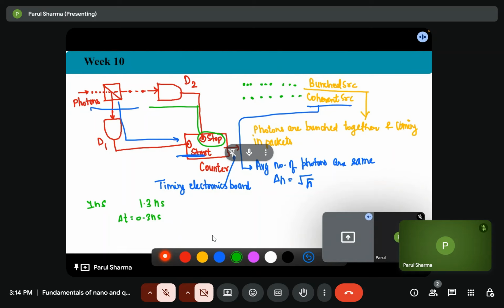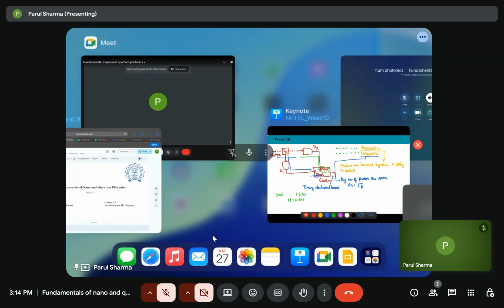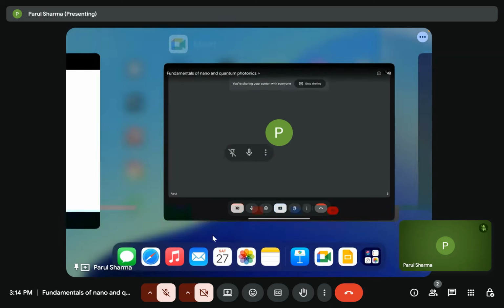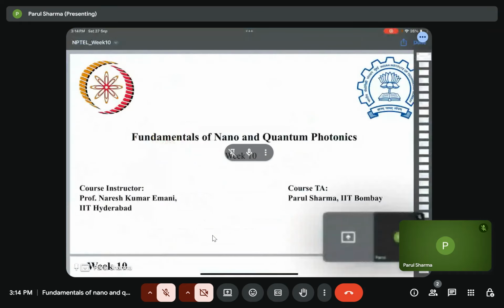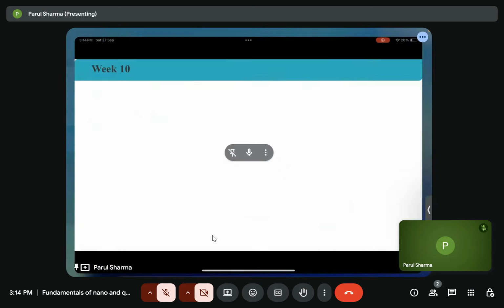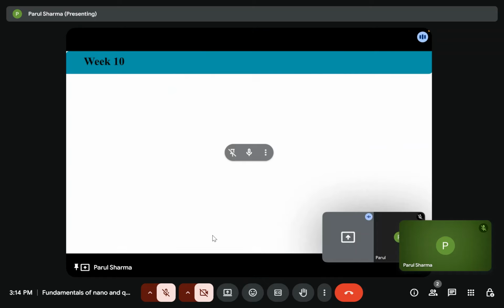That is, for every set of photons, there will be some delay. So there is a delay between photons. So when we get such delay, we can then build a histogram as well.